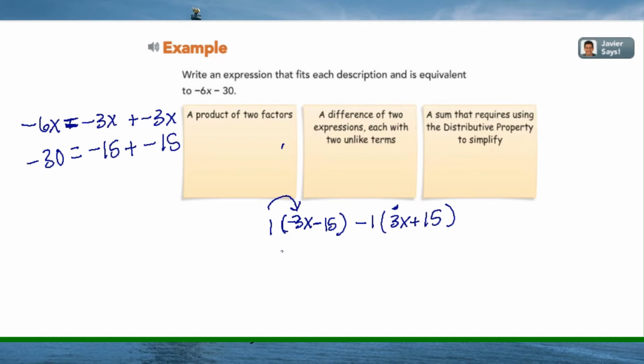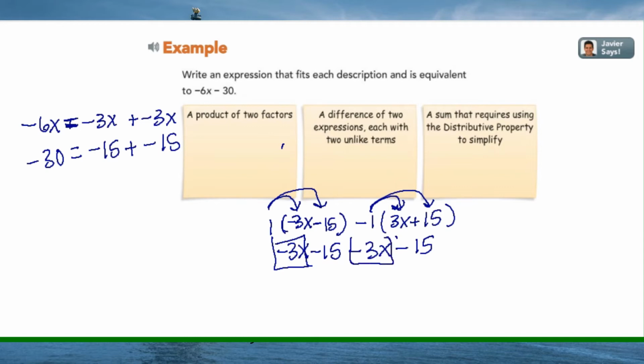So now let's go ahead and check. 1 times negative 3x is negative 3x. And then 1 times negative 15 is negative 15. Now onto this side, I distribute my negative 1 inside. Negative 1 times 3x is negative 3x. And negative 1 times 15 is negative 15. Now you have to identify your like terms. I have negative 3x and negative 3x, which is negative 6x. And then I have negative 15 and negative 15, which is negative 30. So that brings me back to my original expression.